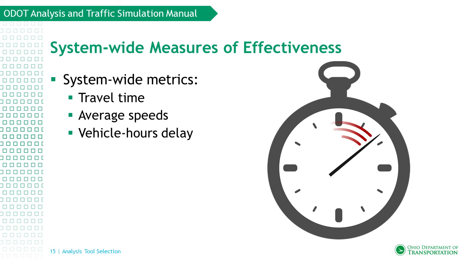When system-wide metrics such as travel times, average speeds for the corridor, study area, and vehicle hours delay are being evaluated, Transmodeler should be used. These metrics are especially helpful when the segment or intersection-specific levels of service does not adequately compare alternatives. For example, when all build alternatives are LOS F, travel time or average speed may be a better metric for comparing between alternatives.